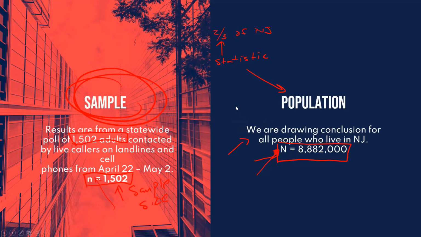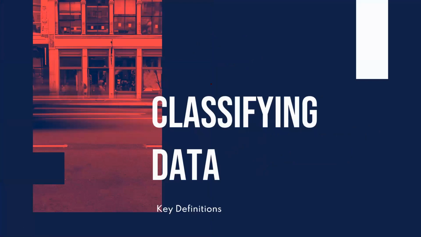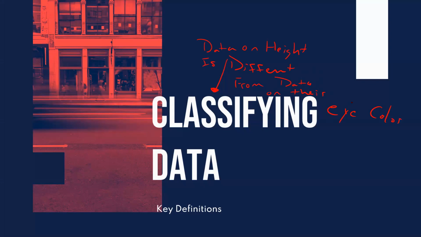Good. All right. Next, I've been talking a lot about data, and I want to talk really briefly about how you classify data. Data has different types of classifications, or what we call it by. Not every data point is the same. So data on someone's height, how tall someone is, is different from data on their hair color or their eye color. These are two different types of data classifications.